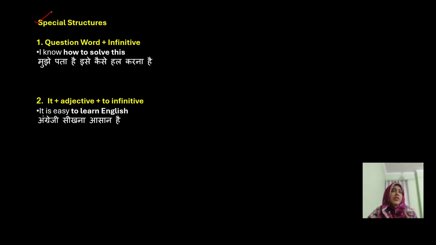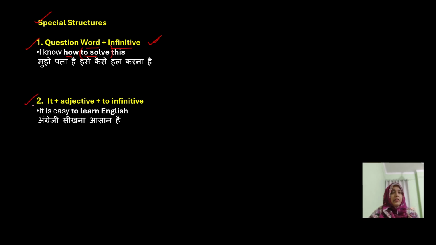Now come to special structures. First is question word plus infinitive. This is also a rule which you have to remember. I know how to solve this. I know how, question word, then infinitive, to solve. You can see to solve is an infinitive. While using question words in the sentence, you have to use infinitives. Question word plus infinitive is the formula, the structure.